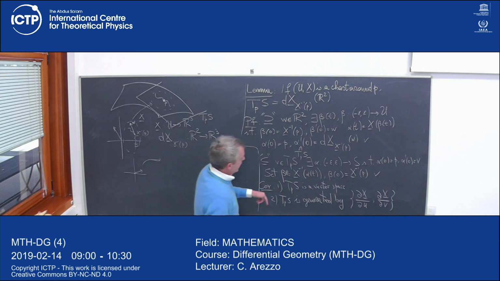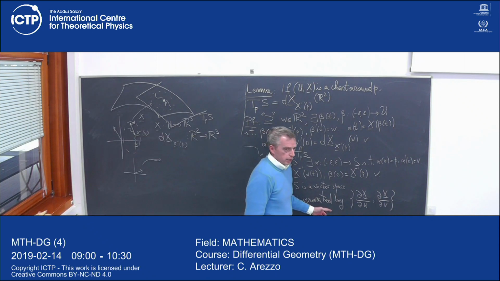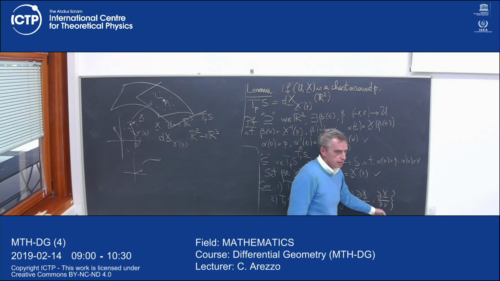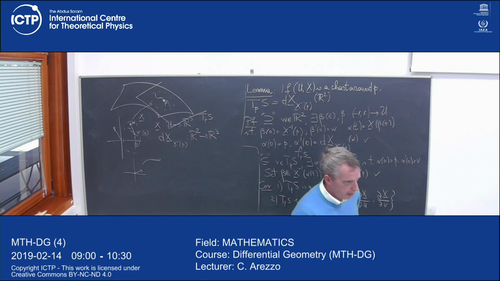So every time I have a local chart, I have a standard basis of the tangent space. So these are tangent vectors and they generate it. Okay?